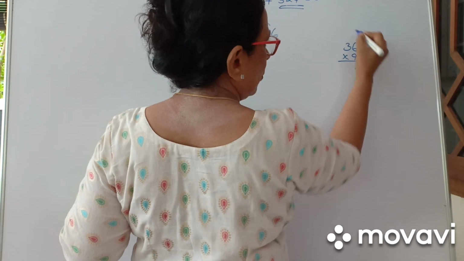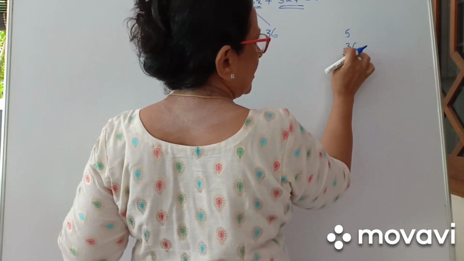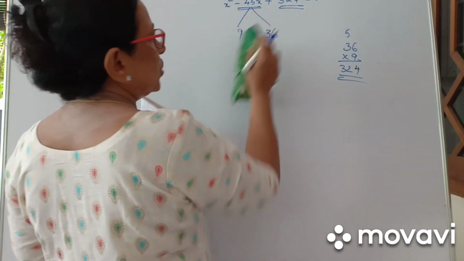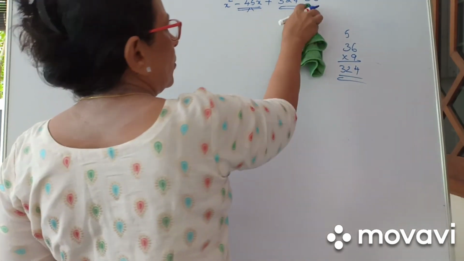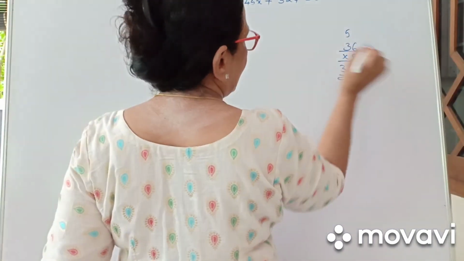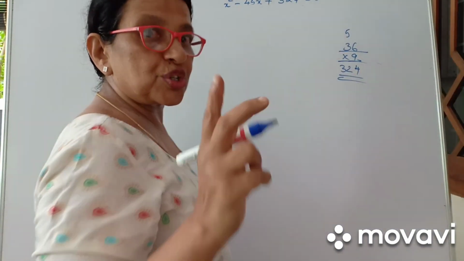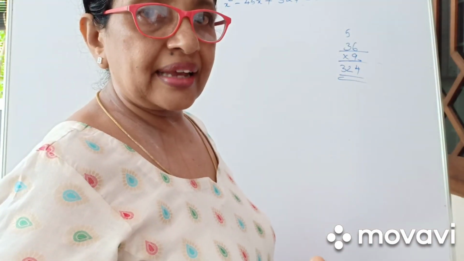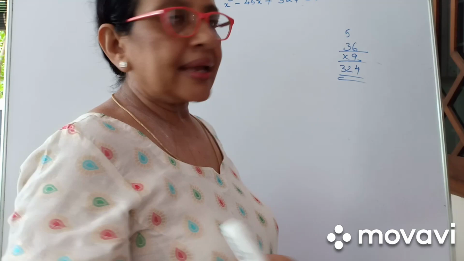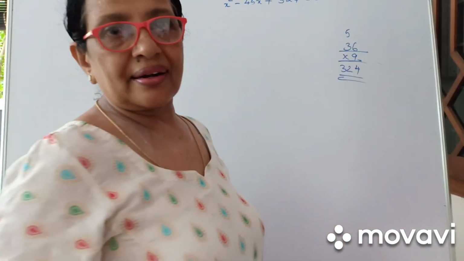6 9s are 54, remainder 5, 9 3s are 27, 28, 29, 30, 32. So your numbers, you have guessed it. What are they? One is 36 and 9, and put the proper sign, both should be negative. If both are negative, when you add, you will get negative 45, and when you multiply both the negative numbers, you will get a positive 324.